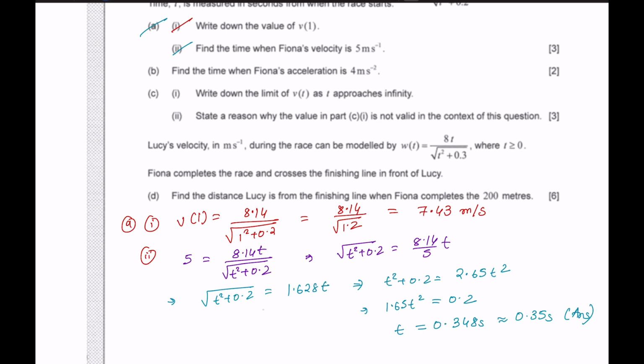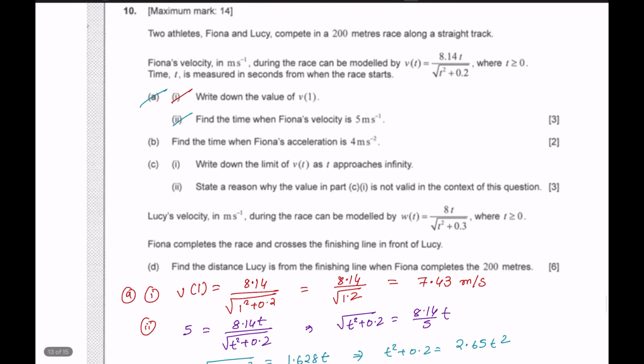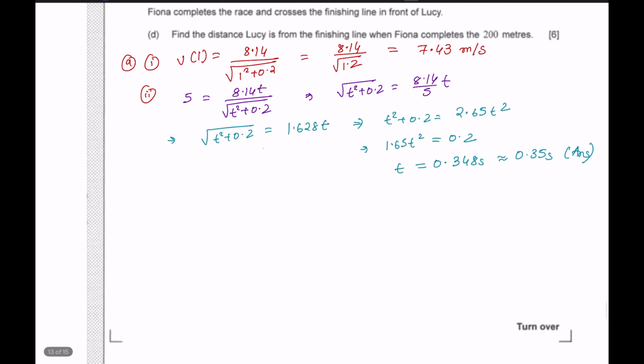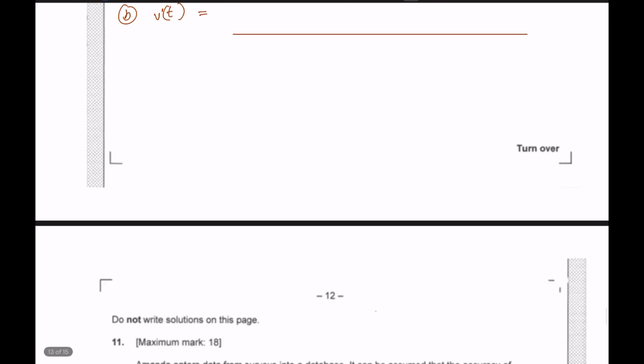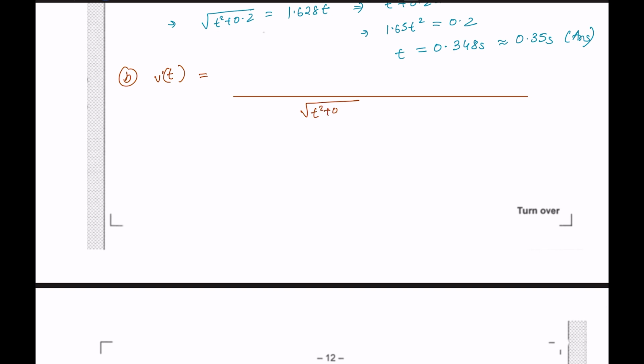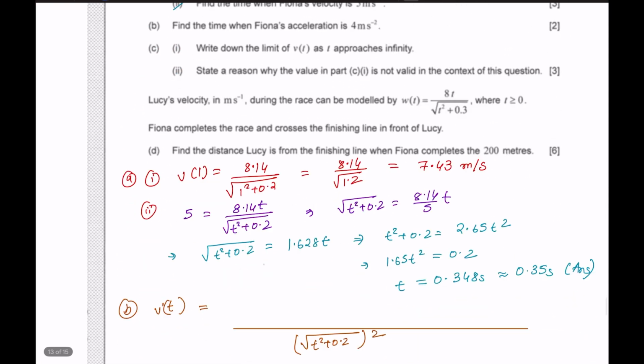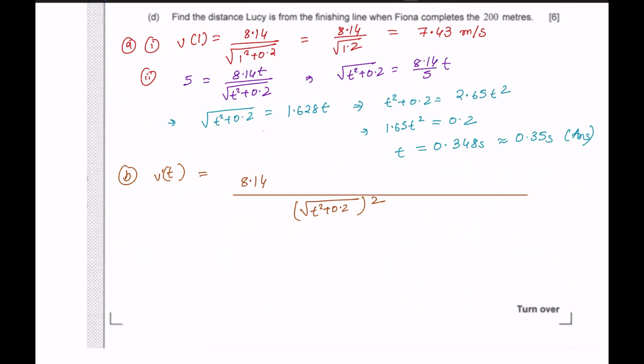That's all about part A. Now moving to part B, we have to find the time when Fiona's acceleration is 4 meters per second squared. So now we have to differentiate this velocity to find the acceleration. So v prime of t, again using the quotient rule, I'll just bring this down a bit. So squaring the denominator, I'll get (t² + 0.2) times root of (t² + 0.2), whole squared. Now the differentiation of the numerator is 8.14. The denominator remains the same.